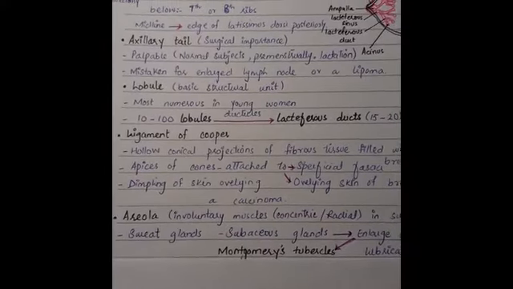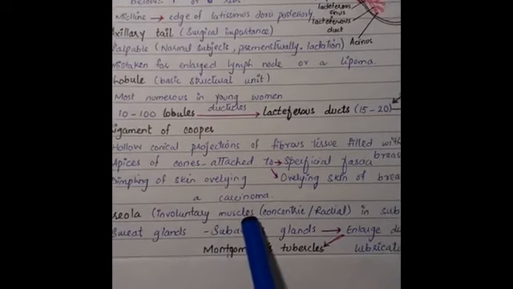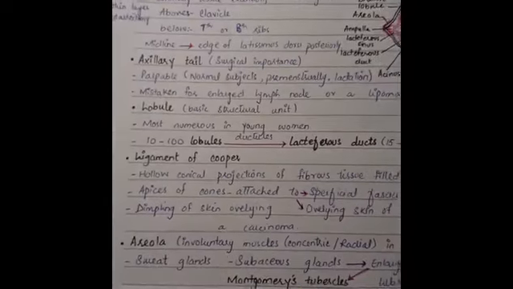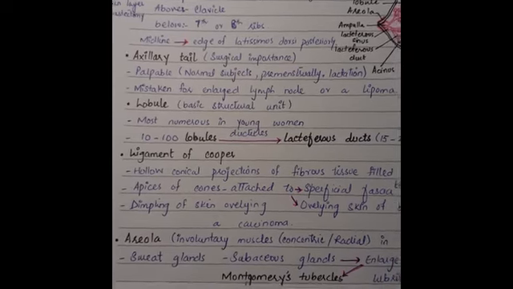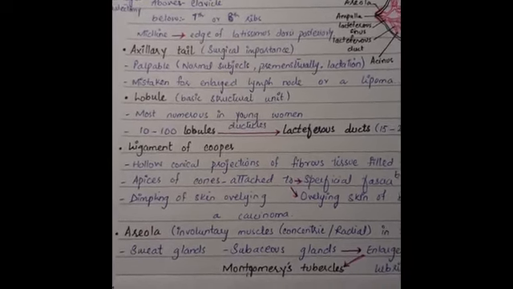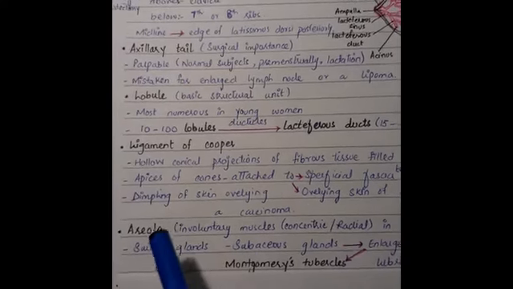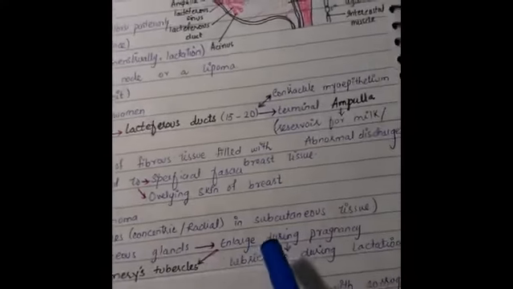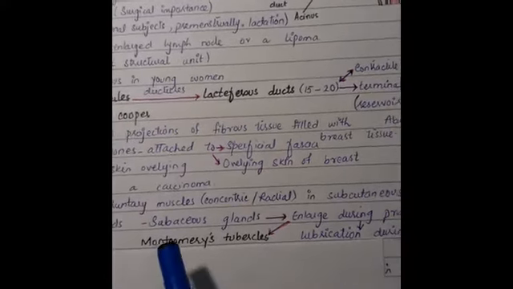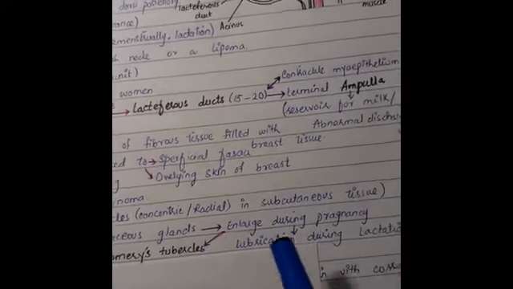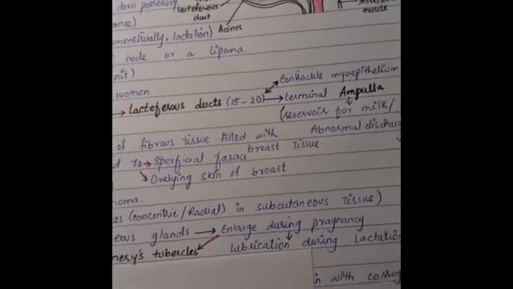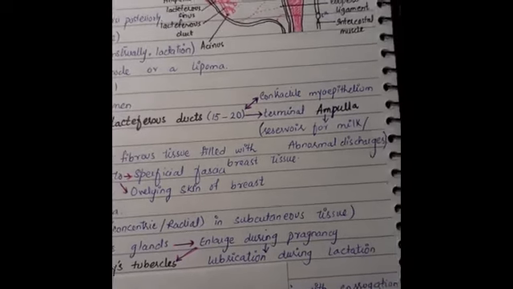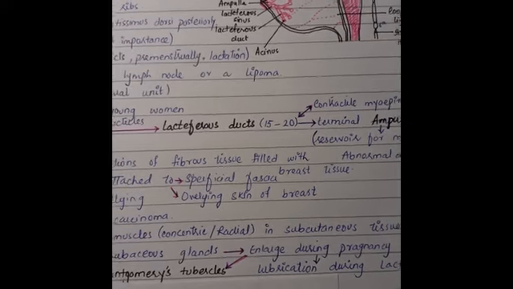Areola. The areola contains involuntary muscles that may be concentric and radial in subcutaneous tissue. It is dark in color and very pigmented, and the pigmentation increases during pregnancy and lactation. These contain sweat glands and sebaceous glands. When the sebaceous glands enlarge during pregnancy, these are called Montgomery's tubercles. They are important for lubrication during lactation and preventing cracks and nipple dryness.